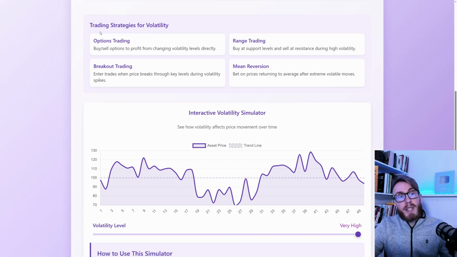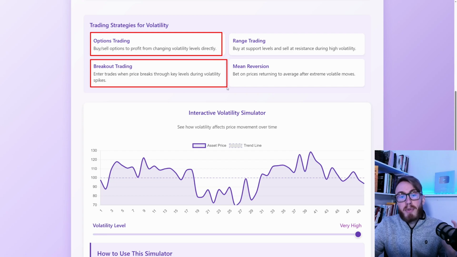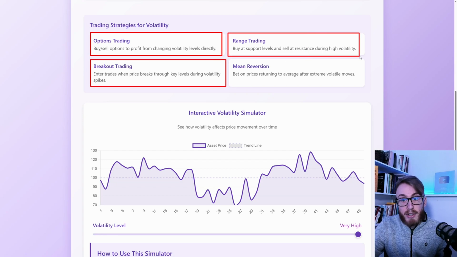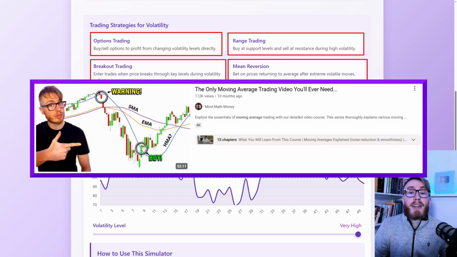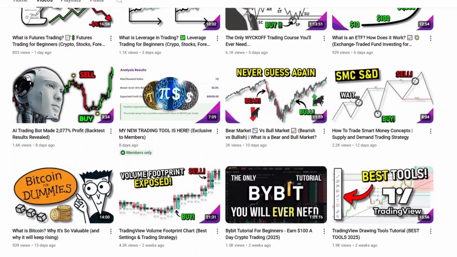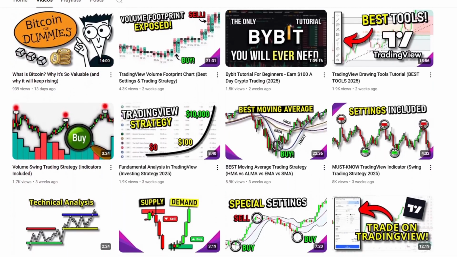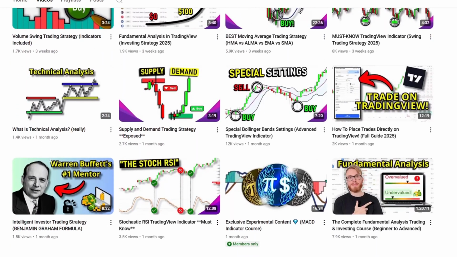Here you can see some quick trading strategies you can use. We will not dive deep, but you can use volatility for options trading. You can use it for breakout trading, range trading, and even mean reversion. And if you want to learn more about mean reversion, I actually have a full course here on the channel about moving averages that also talks about mean reversion, so make sure to check that video out if you want to learn more about that. I also have multiple videos here on the channel about different breakout trading strategies.